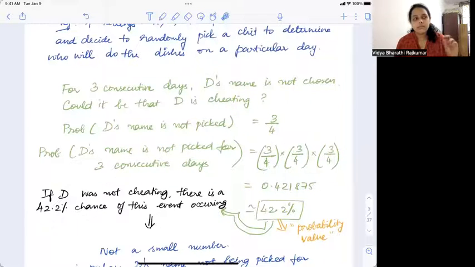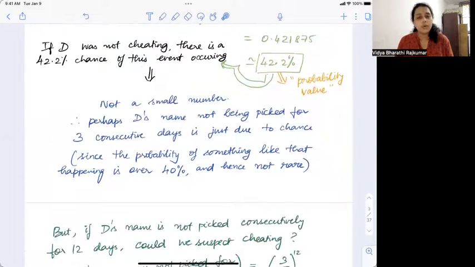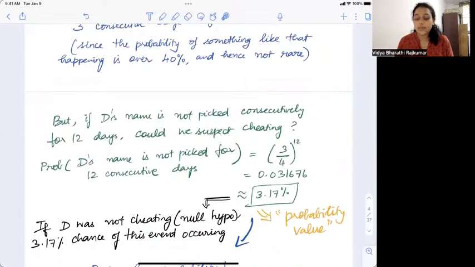So maybe, because the probability is 40%, it would lead you to conclude that there is no cheating going on. This could happen because it's a 40% chance, so let's ignore it. Suppose B's name is not picked now for 12 consecutive days.